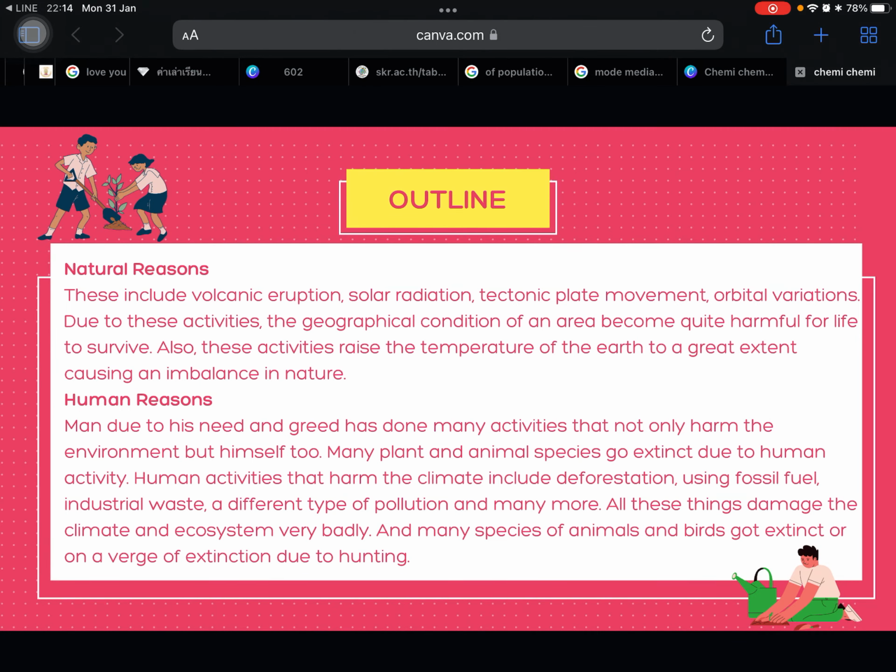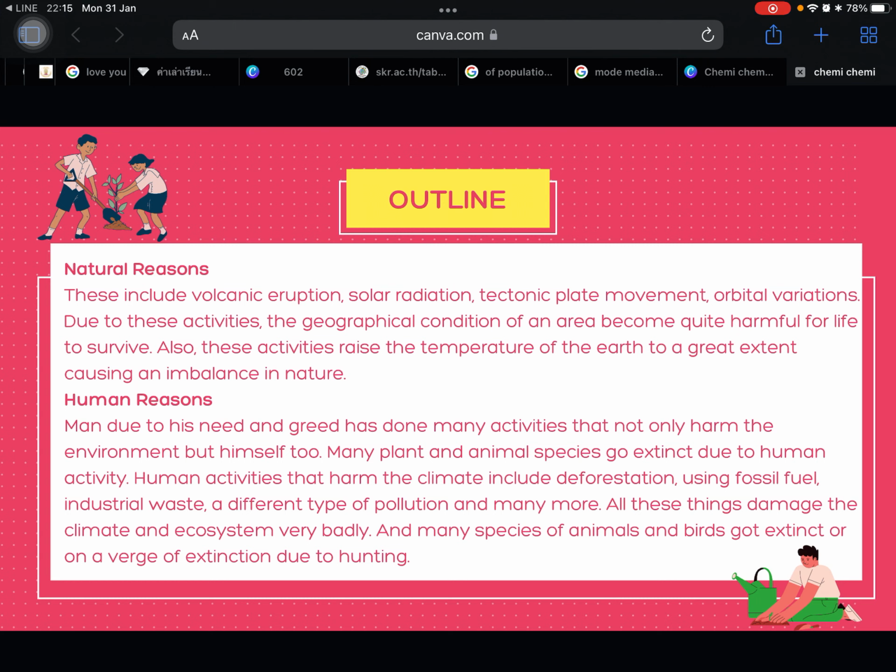Outline, natural reasons. These include volcanic eruptions, solar radiation, tectonic plate movement, and orbital variations. Due to these activities, the geographical condition of an area becomes quite harmful for life to survive. Also, these activities raise the temperature of the earth to a great extent, causing an imbalance in nature.